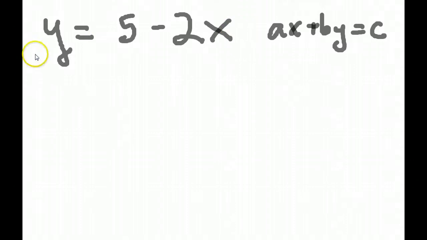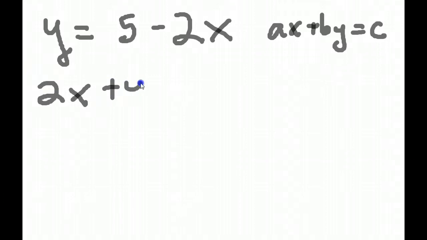And what we have is y equals 5 minus 2x. So we have this minus 2x on the right side, and we want to put it on the left. So it's in that ax plus by. So if it's a minus 2x, we add it to each side. Then we end up with a positive 2x, plus y equals 5.